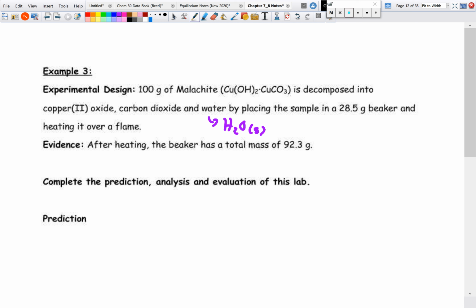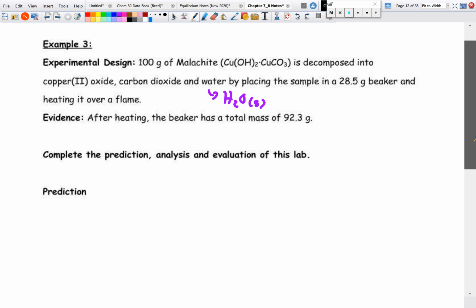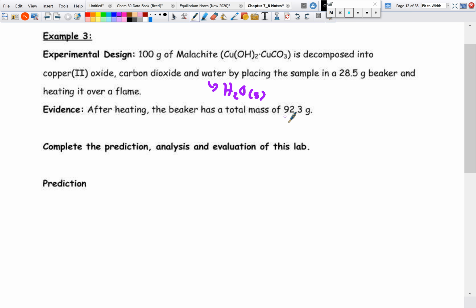Even though this is an atypical reaction, so it doesn't fall within one of our 5 named reactions, the fact that we have our reactant and it's telling us what it is decomposed into means you can definitely write out the chemical reaction for this one. We even have the mass of malachite right here, and our evidence: after heating, the beaker has a total mass of 92.3 grams, where the original beaker weighed 28.5 grams. So there's enough here to get this right here.